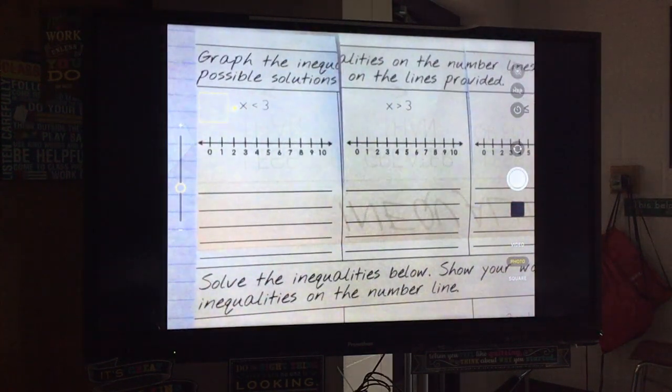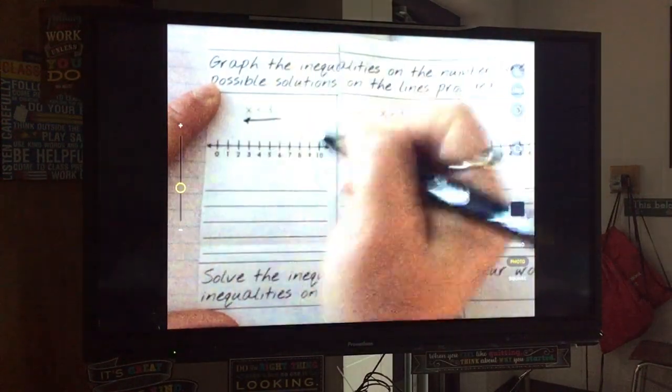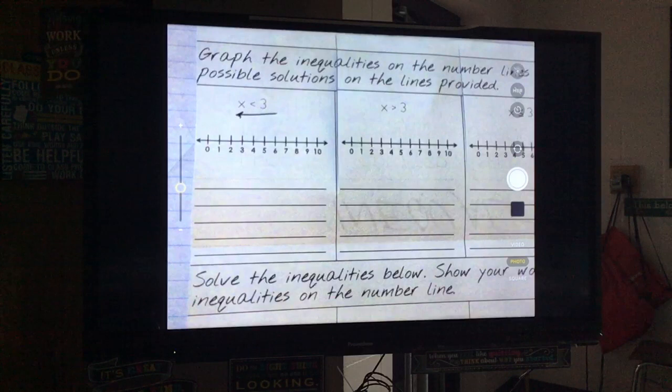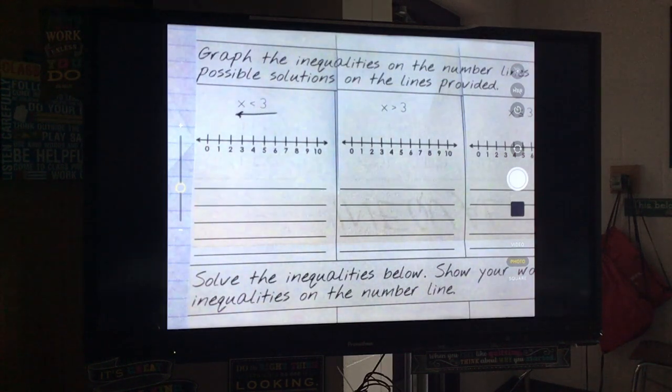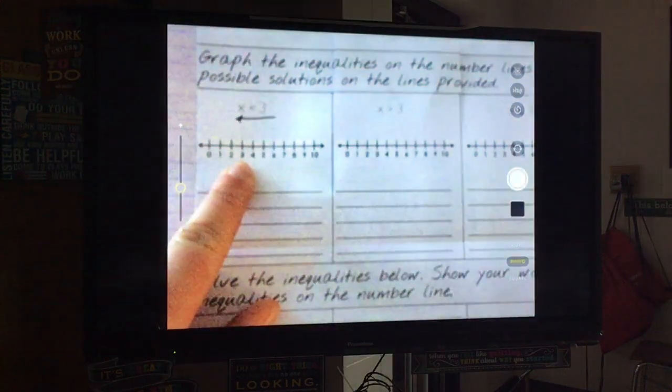So this says x is less than 3. So which direction is our arrow going if our variable is located on the left side? Garrett? And how do you know that, Garrett? And that applies when your variable is on the left side. Alright, so if I'm going to graph this, I'm going to locate 3. Kayla, will you turn on the light, please? Just one. I'm going to locate 3.